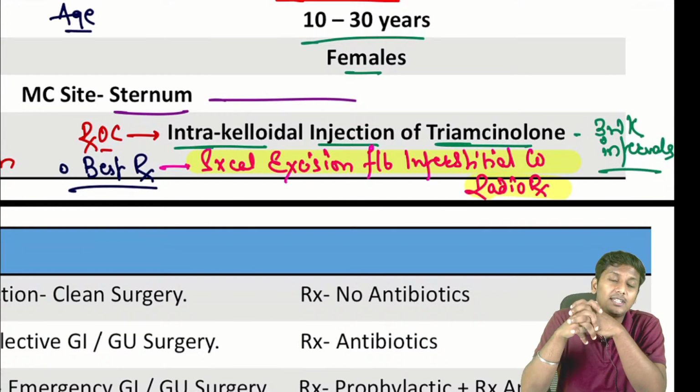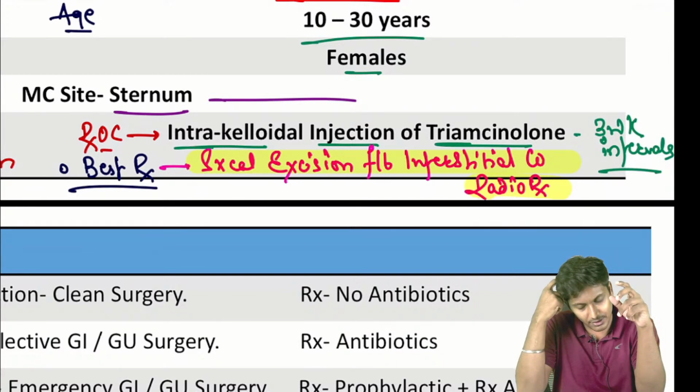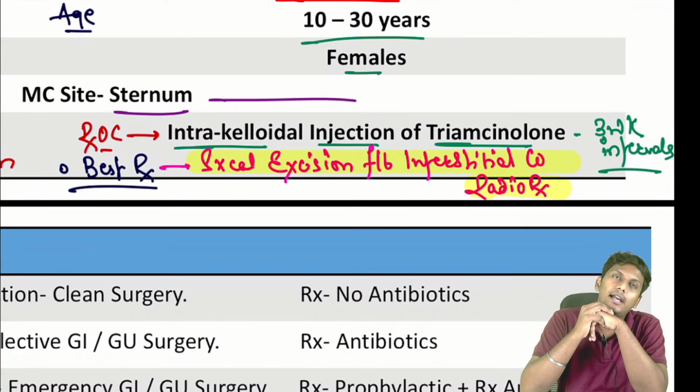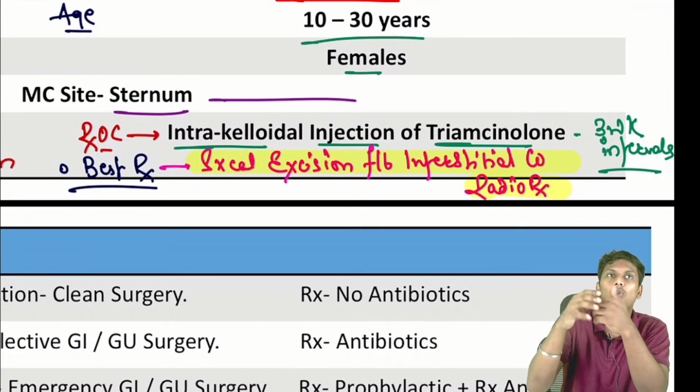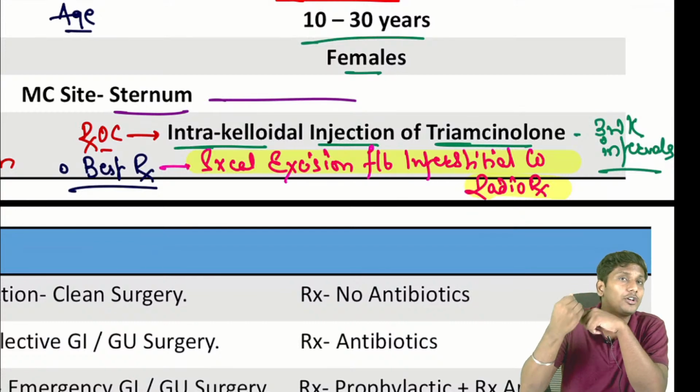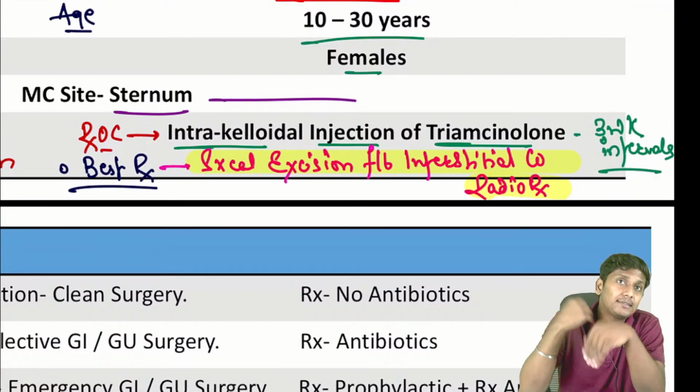So if I talk about best treatment, children, please remember this best treatment which is there. It is usually surgical excision. We have to remove or surgically excise the whole keloid scar and followed by that, to prevent any recurrence, so that the keloid does not form again.